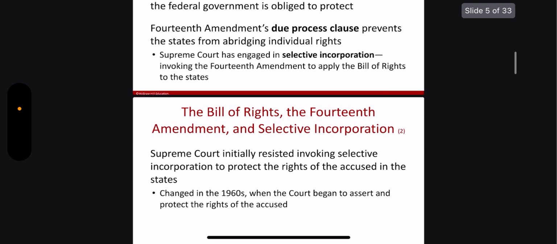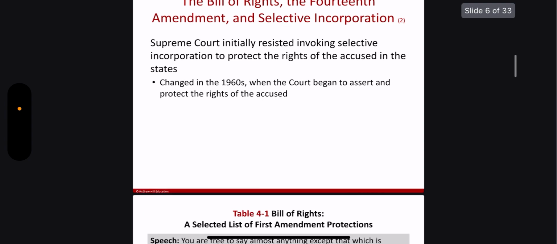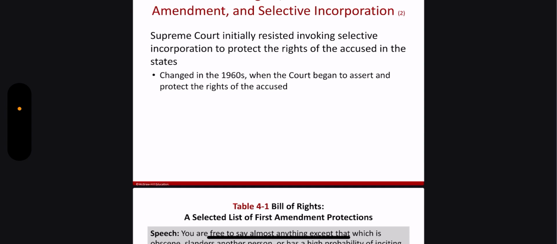Now, when we're talking about selective incorporation, we're talking about how the Supreme Court really started to weigh into this conversation. If we're thinking back in the day, especially the 1960s, the civil rights era, we see the Supreme Court having to answer questions about what the states can do. And if the states can do it, why can't the federal government do it?